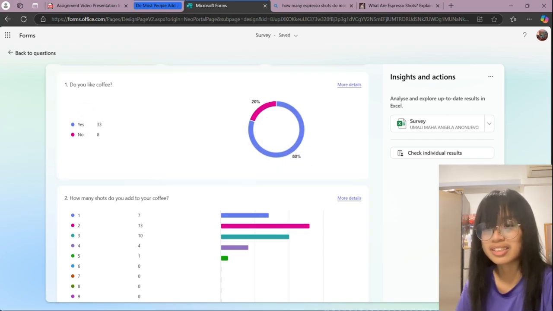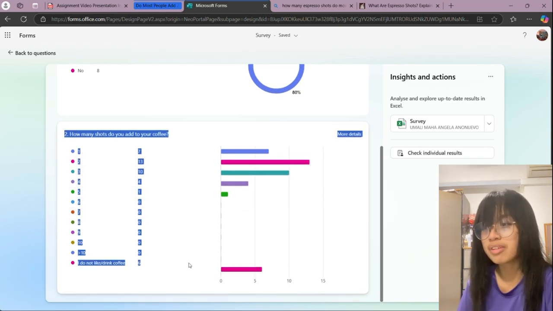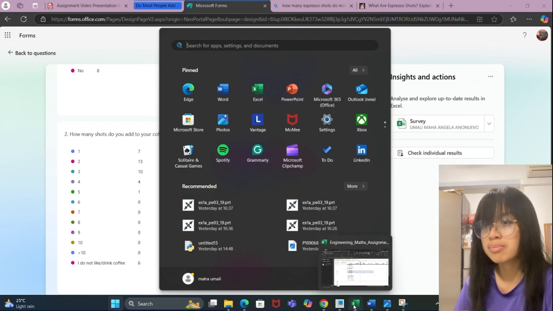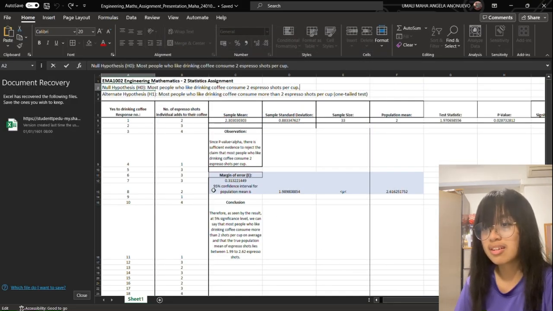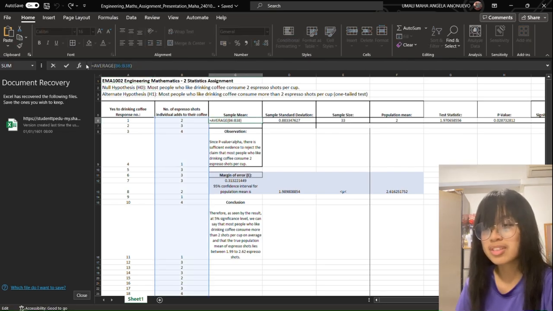as the sample size. Furthermore, to determine the sample mean, we add up all the preferred number of shots from each response and divide it by the total sample size by using this Excel formula: =AVERAGE(B6:B38). This means that all of the numbers from cells B6 to B38 will be added up together and divided by 33 to find the sample mean.